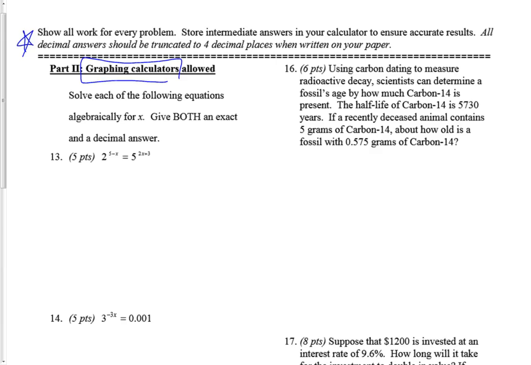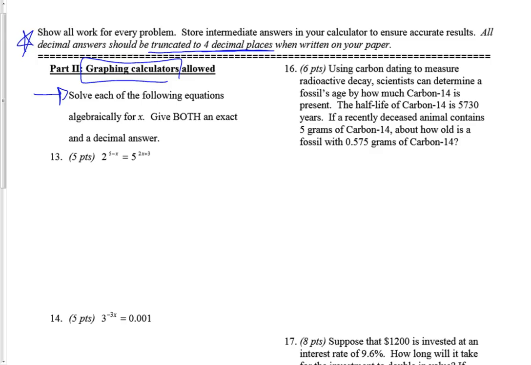That means if you're typing things into your calculator at the beginning of the problem, be sure you're using the answer button rather than just chopping off numbers and reusing the decimals. Also, we need to truncate to 4 decimal places when we write our answer on our paper. That means we're going to chop 4 places after the decimal. All right. Number 13 says to solve each of the following equations algebraically for x. Give both an exact and a decimal answer.